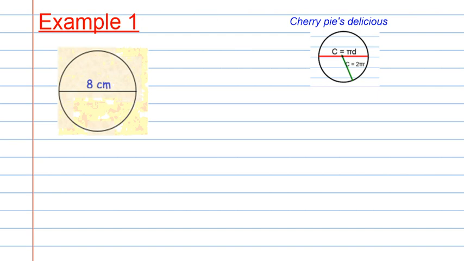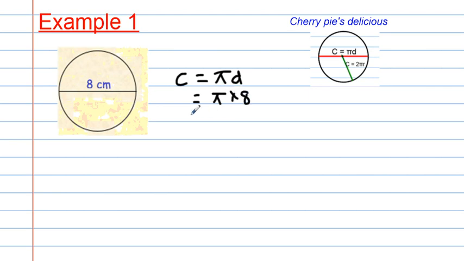Okay, example 1. We are given, do you want to have a go? What line is this? The diameter. Well done. Okay, so we're going to use the formula circumference, cherry pie is delicious. In this case the diameter is 8, so we're going to have pi times 8.